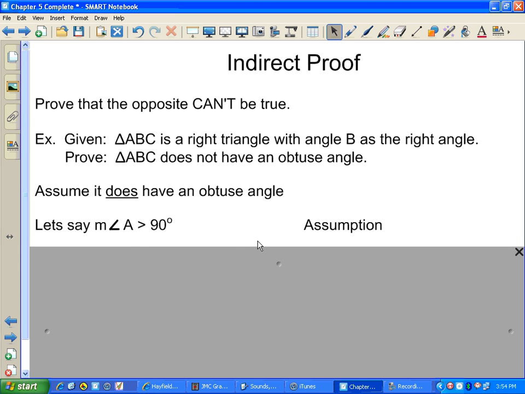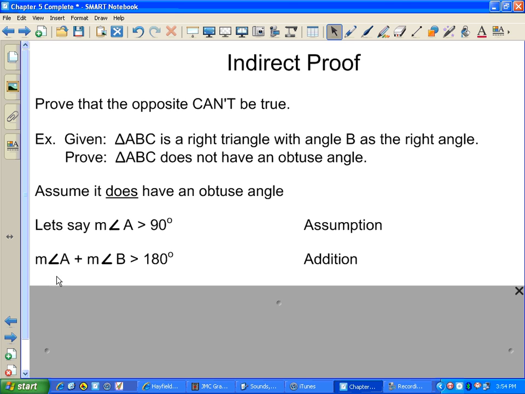So in my proof, I would say, let's say the measure of angle A. It doesn't matter which angle we pick, A or C. We're just going to assume that one of them is an obtuse angle, which means it's bigger than 90 degrees. And my reason for that would be my assumption. So I'm going to assume that it does have an obtuse angle.